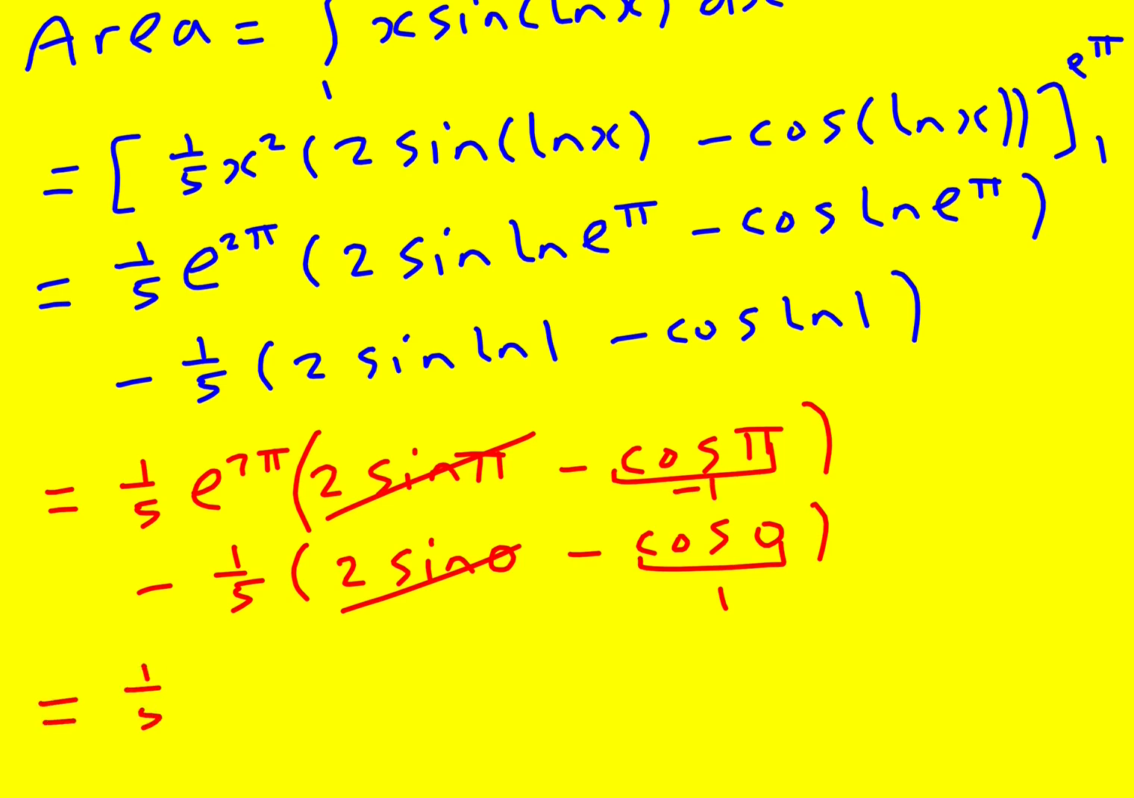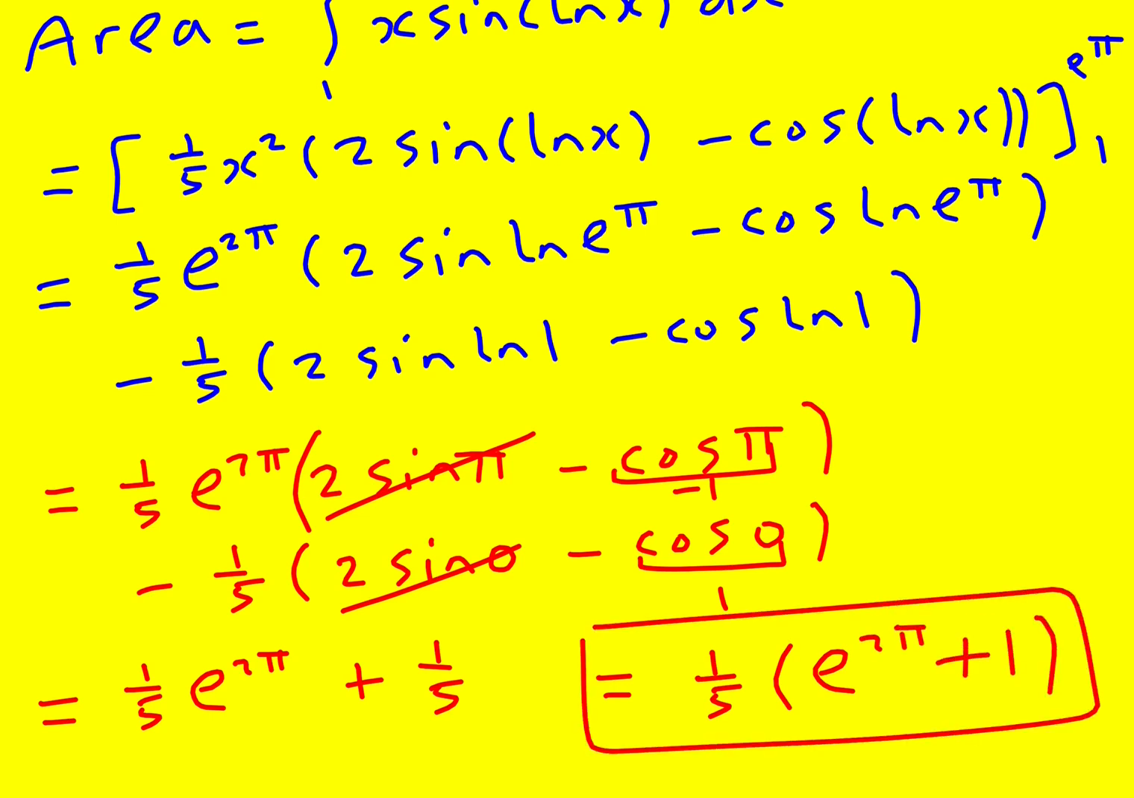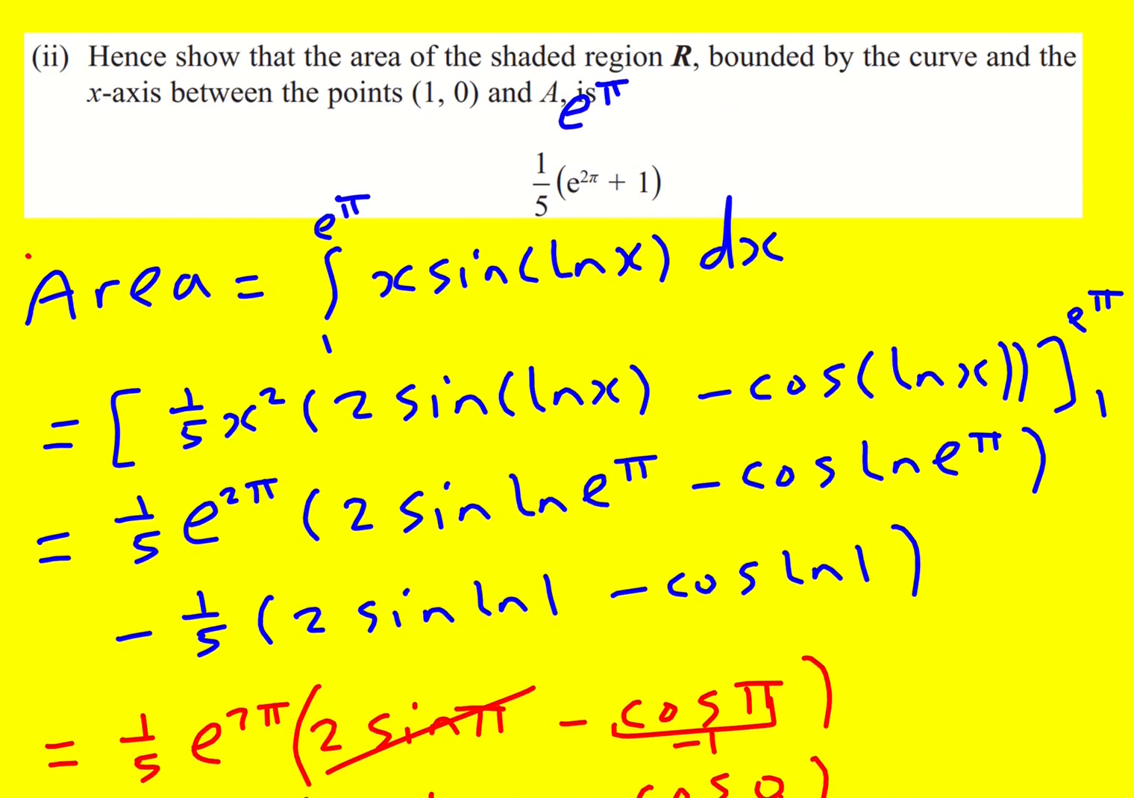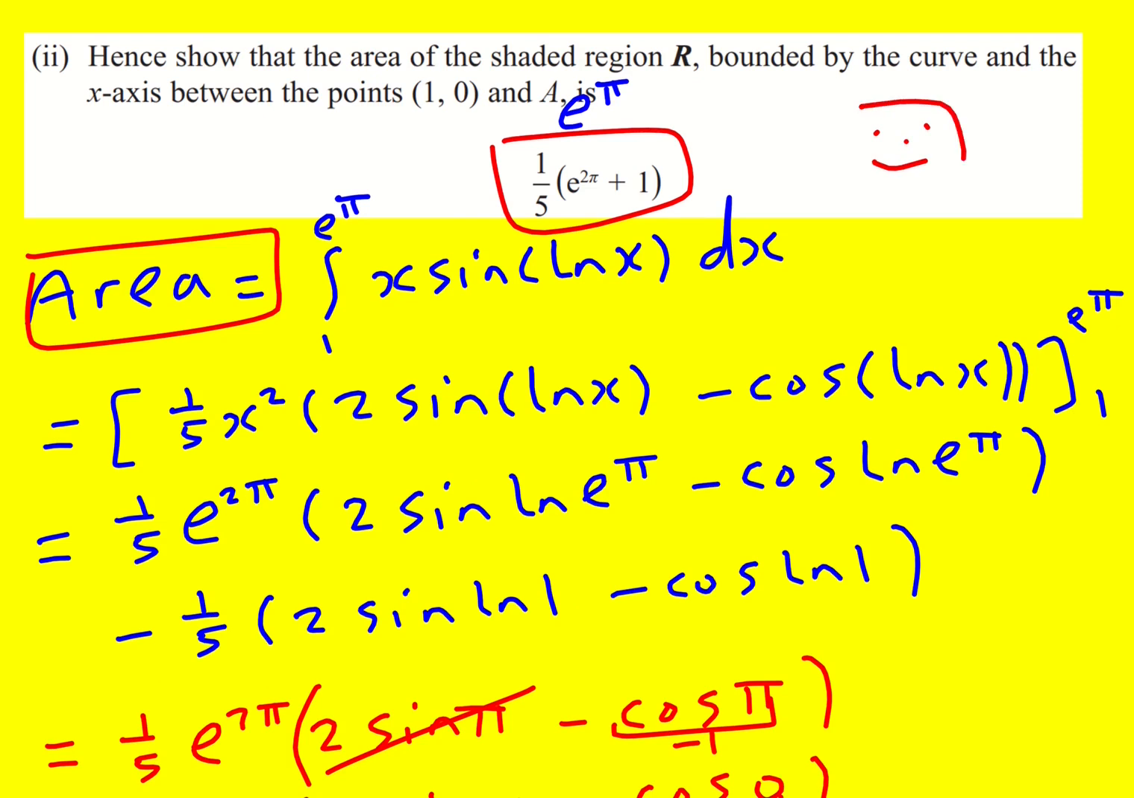So I'm going to get 1/5 e to the 2 pi, the double negative, and then I'm also going to get plus 1/5 because there's another double negative here. I'm minusing a minus. And I can factorize out the 1/5, so it's going to be 1/5 (e to the 2 pi plus 1). That's our area. Okay, well done with this question. Really good question, isn't it?